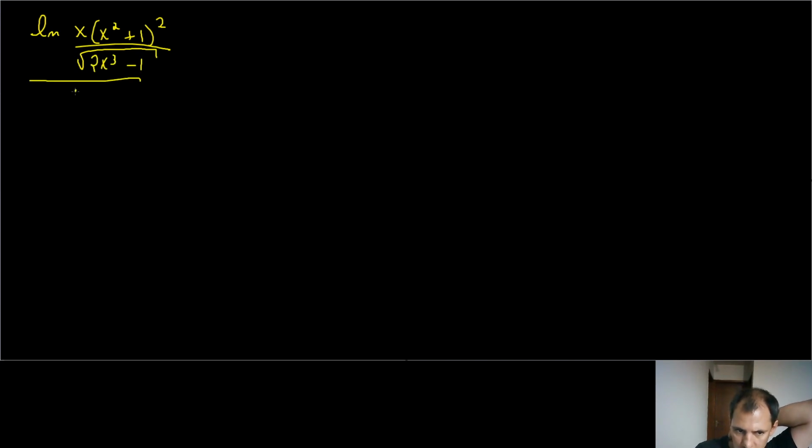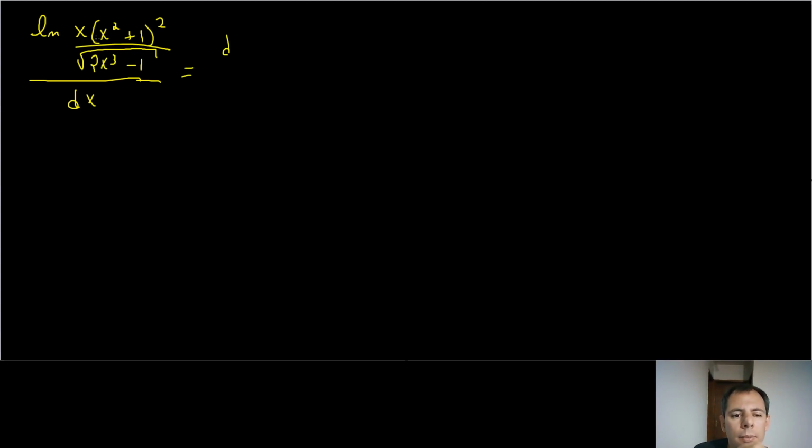So you have the ln of the whole thing, which is going to be x squared plus 1 squared divided by the square root of 2x squared minus 1. And you want to differentiate this with respect to x. Well, you can differentiate. I'm going to put the d here.